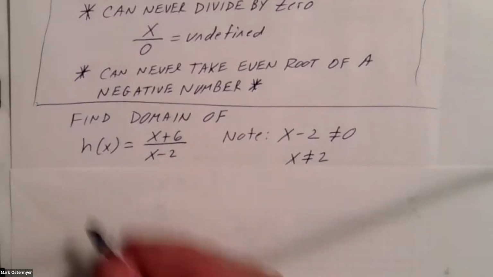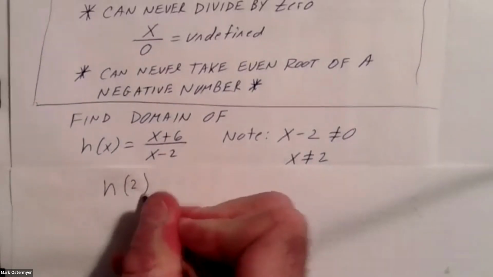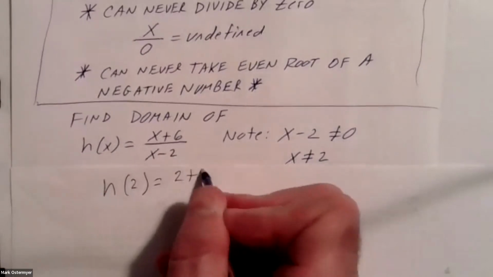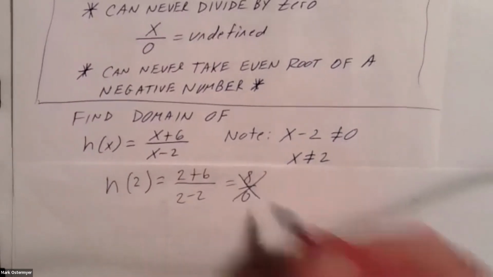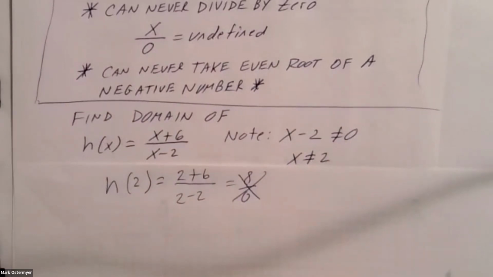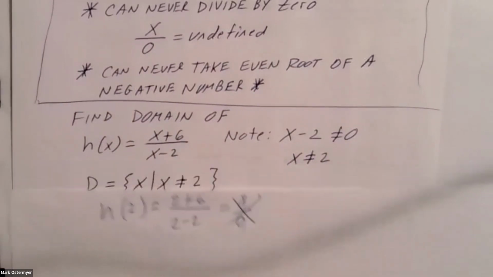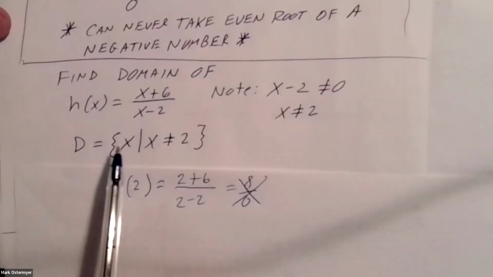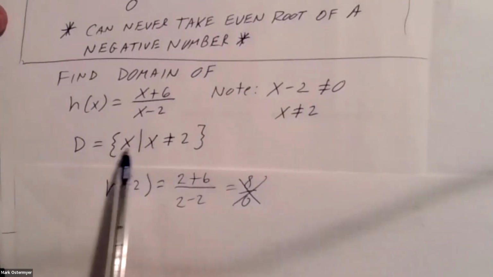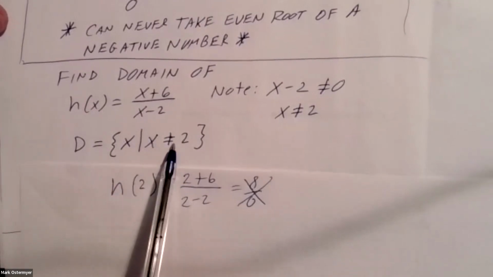If you try to evaluate this function at 2, h of 2, you're going to have 2 plus 6 over 2 minus 2. You're going to have 8 divided by 0, undefined. The function's undefined. To denote this domain, we could use what's called set notation or set builder notation. So the domain of this rational function would be the set of all real numbers x, such that x can never be equal to 2.